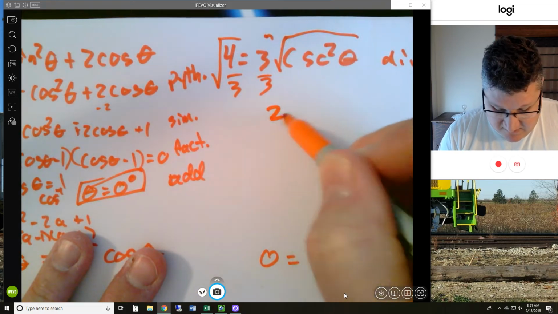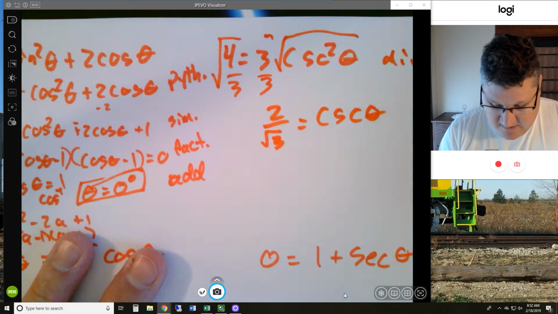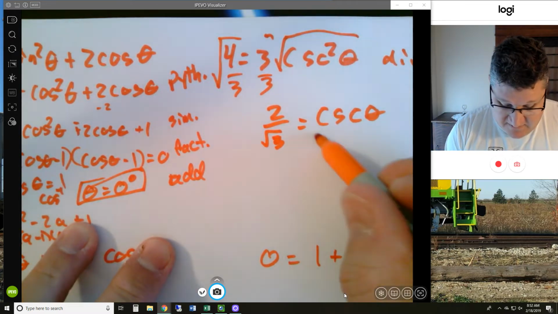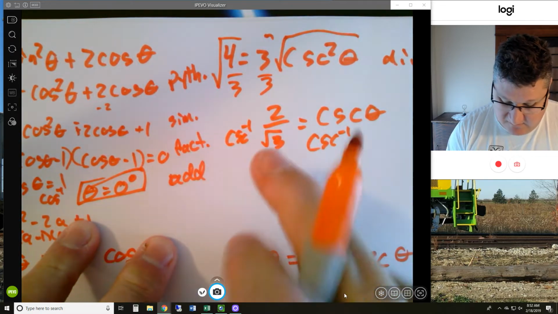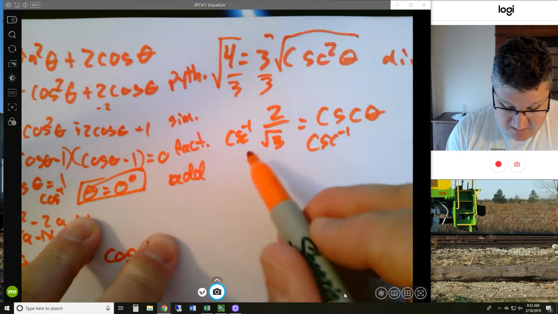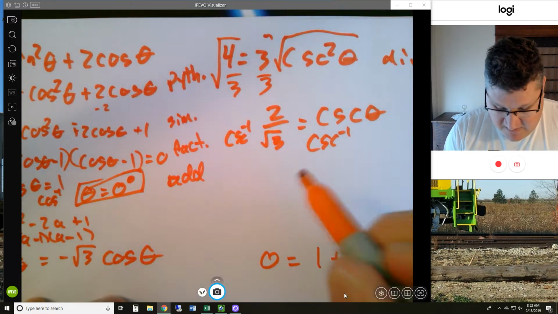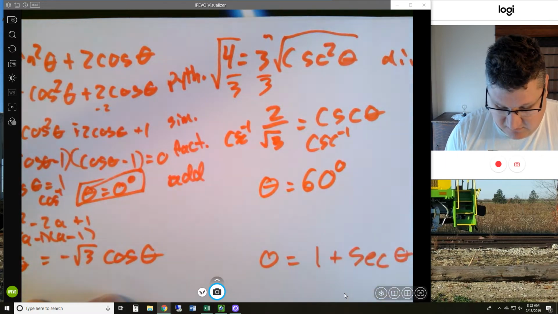And so now I get 2 over root 3 equals cosecant theta. At this point, how do you solve that? Well, cosecant inverse. Guys, if you can't do this by now, I really don't know what to tell you. So now cosecant has to do with sine, so that's going to be opposite. Where is the opposite? Root 3. The opposite is root 3 when theta equals 60 degrees.